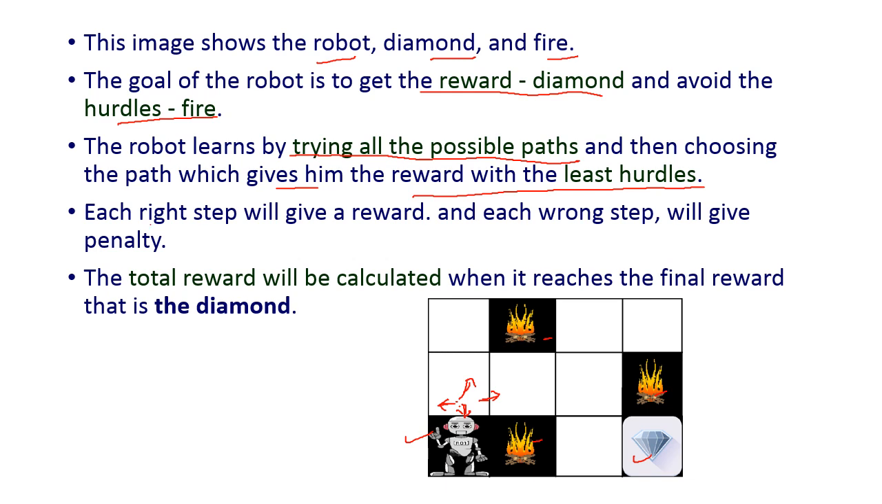On all sides it can move, but in the path there should not be any fire, and each right step will give a reward and each wrong step will give a penalty. If it reaches a fire square, the agent will lose some points. So the agent should avoid the fire squares and choose only the squares without hurdles to reach the diamond. The total reward will be calculated when it reaches the final reward, that is, the diamond.